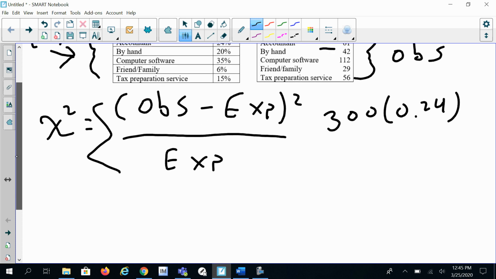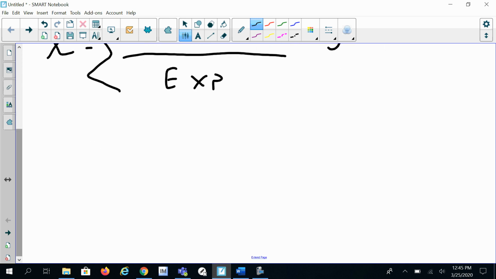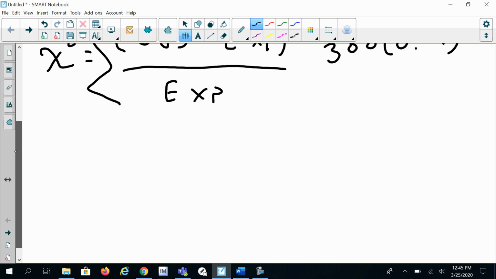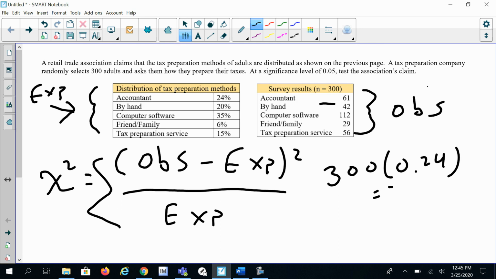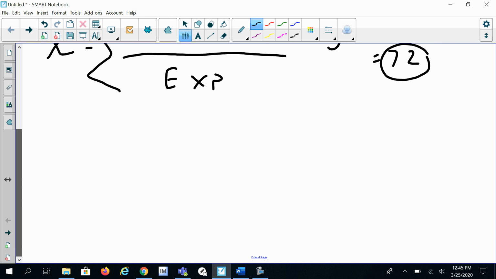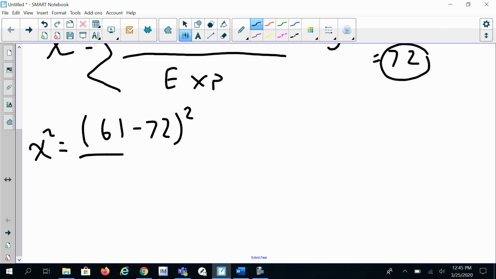So what I'm going to do is go down here and start all my fractions. For my first one, I have the observed, which is 61. I have the expected, which is 72, and that is literally all that's in the formula. So chi-squared is going to be equal to (61 minus 72) squared divided by 72.